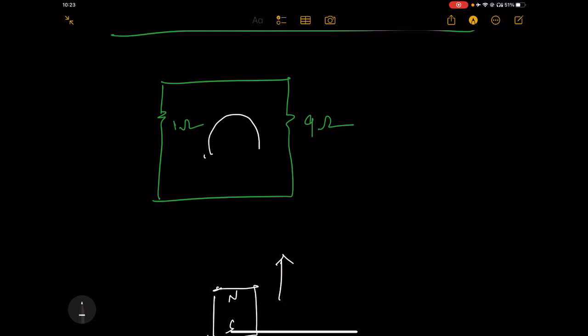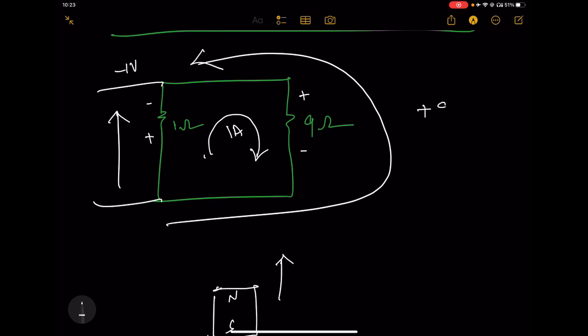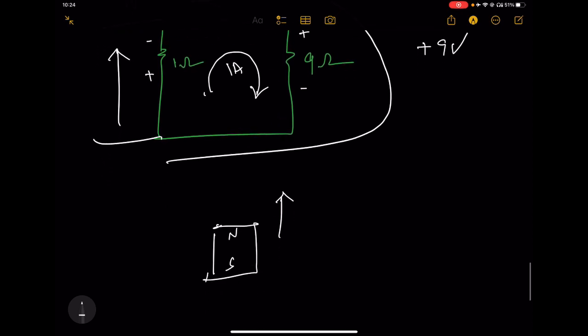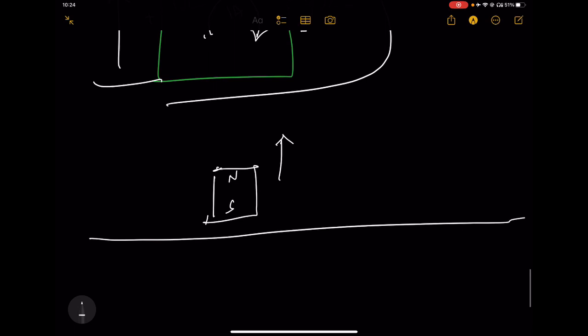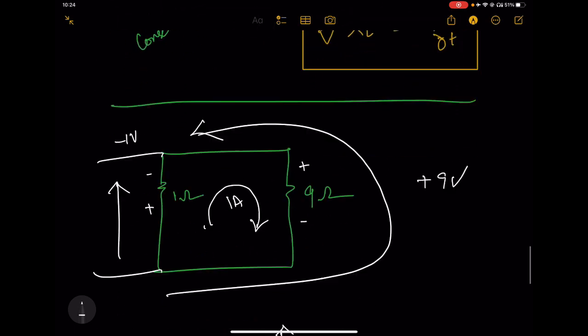For example, if the current induced is like this, 1 amp. Current entering here plus, current leaving here minus, current entering here plus, current leaving minus. The potential here, if you try to measure through this path, you are going to get minus 1 volt. If you measure it through this path, you are going to get plus 9. So depending on the path of integration, you will get different potentials. So we say here the electric field is non-conservative because depending on the path of integration, you will get different potentials.